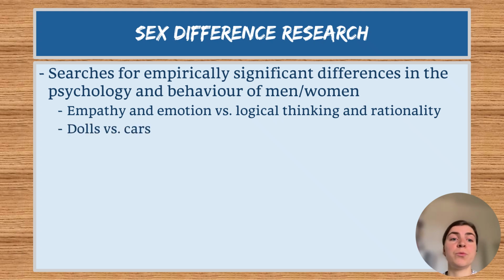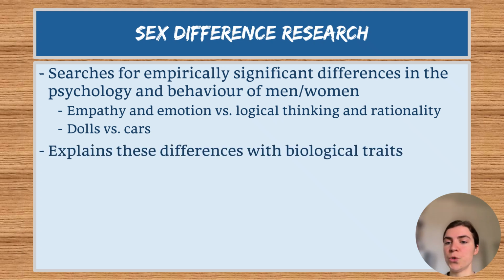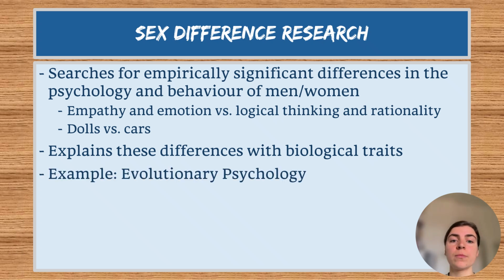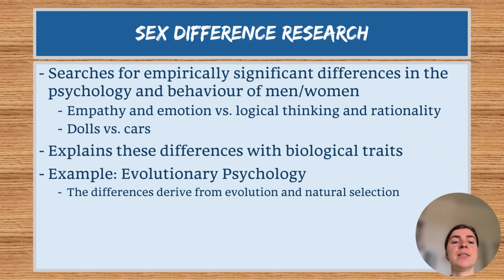And another distinction would be dolls versus cars, and I think that you are familiar with which would be assigned to which. And so sex difference research tries to explain these differences in preference or in mental capacities or psychology or whatever with biological traits. An example would be evolutionary psychology. It would claim that the differences derive from evolution and natural selection.